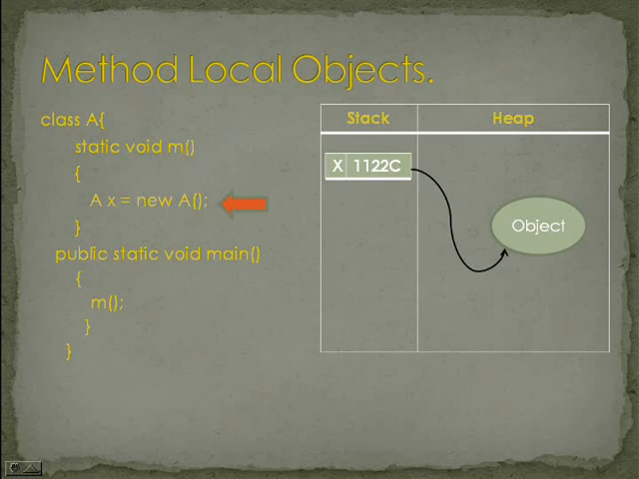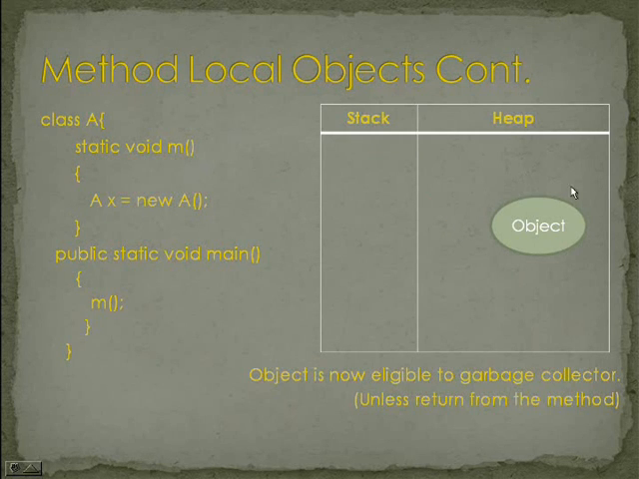The next reason is method local objects. There is a method called M, and when it is called, it creates an object. It has a reference from X. At the end of the M method, the separate memory area in the stack is cleaned. So at that point, the object is eligible for the garbage collector, because it doesn't have any reference from the stack.